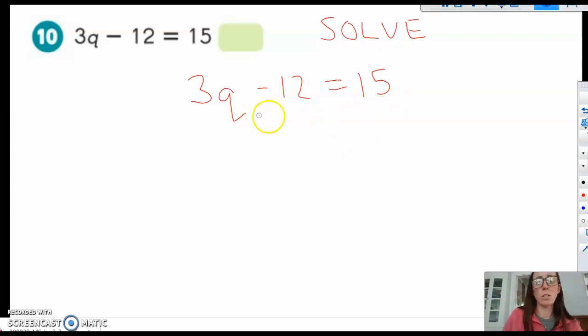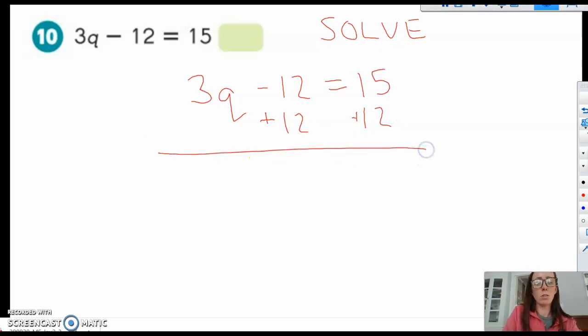So I am going to start by getting rid of this 12 using my inverse operations. So the opposite of minus 12 is plus 12. So I'm going to add 12 to the left, which means I need to add 12 to the right. Whatever I do to one side of the equation, I always have to do to the other.